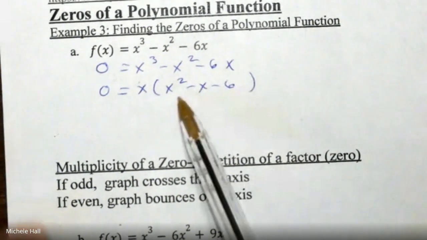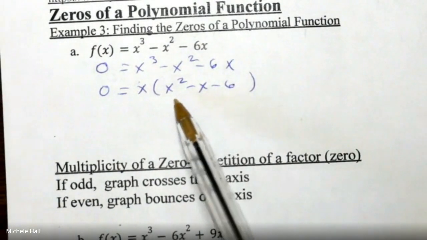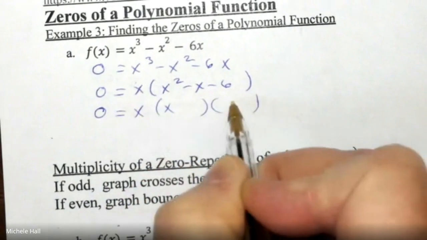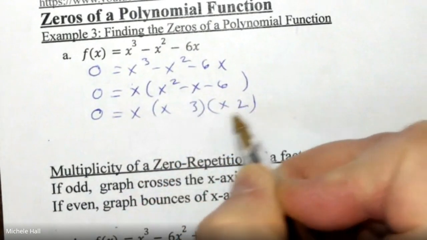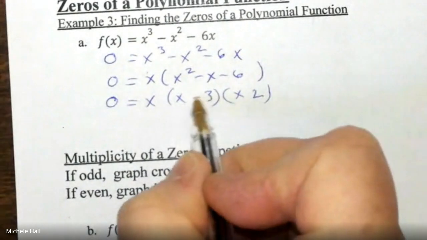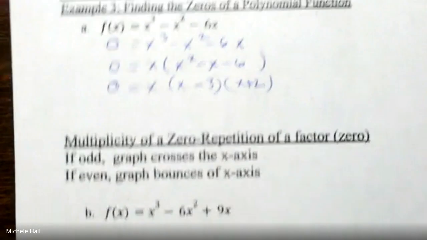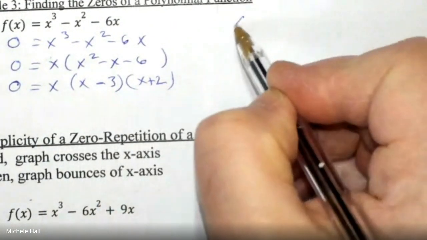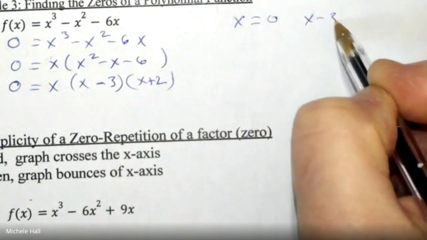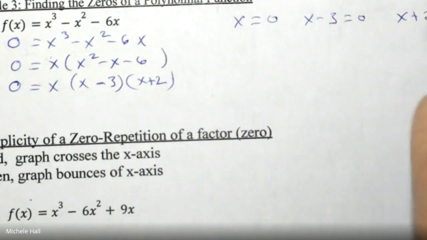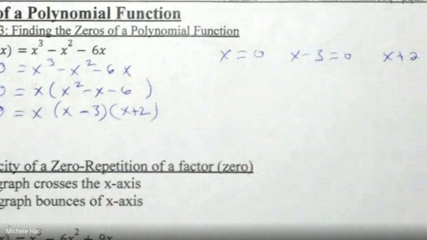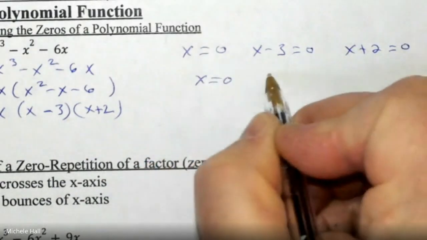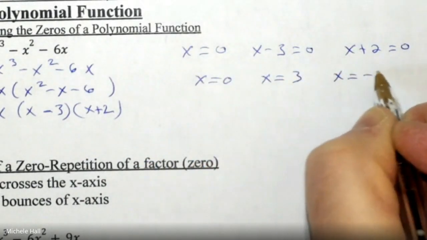And now I'm down to a degree 2, so I can use quadratic formula or factor. And I know that there's factors. We have 3 and 2. 3 times 2 equals 6. And then -3 and +2 will add to that -1. When we solve this, we just set all 3 of these equal to 0 and solve. So for our 3 solutions, we get x equals 0, x equals 3, x equals -2.